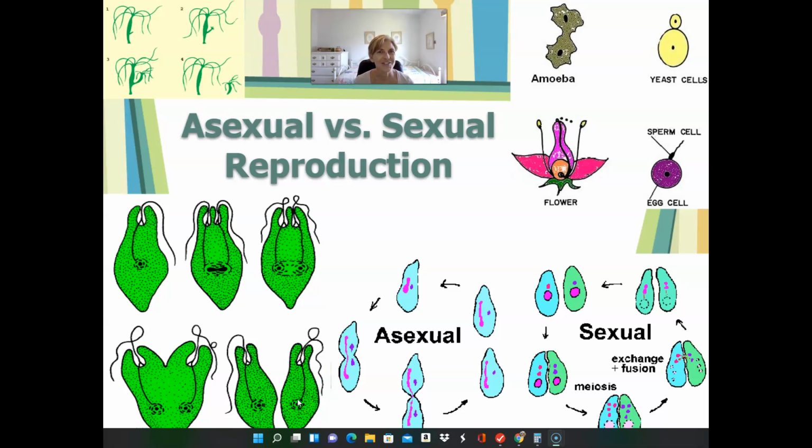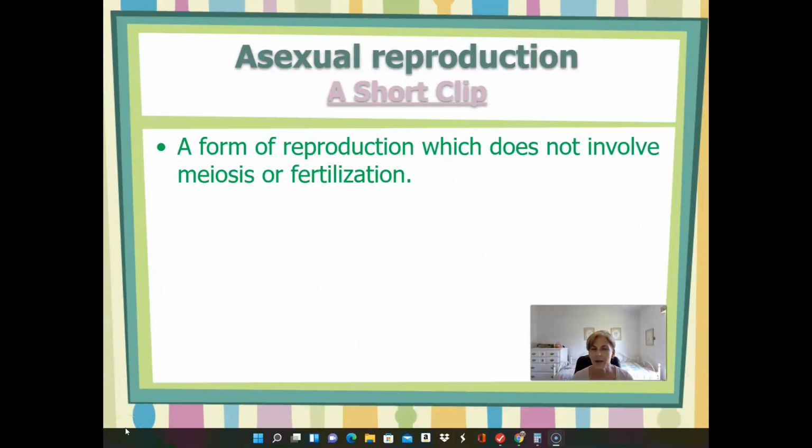Welcome back, biology students. Today we're going to talk about two different types of reproduction, asexual and sexual. So you already got an introduction to these in your vocabulary lesson yesterday. Sexual reproduction requires two cells to come together to make a new organism, whereas asexual reproduction only requires one cell. First of all, we'll talk about asexual reproduction, and then we're going to go into some examples of asexual reproduction.